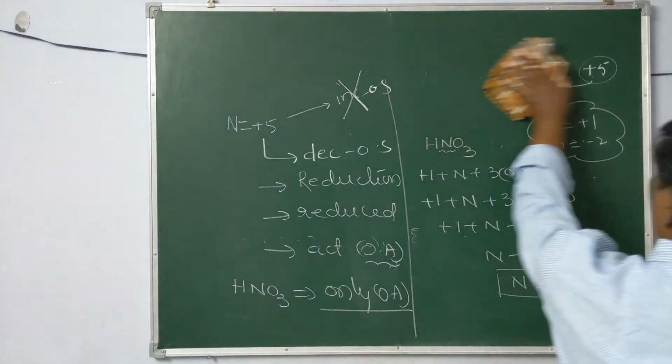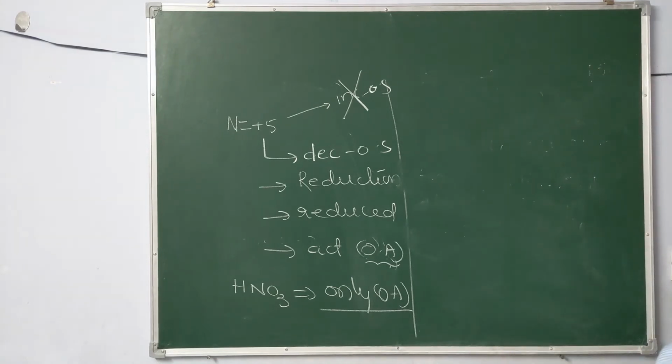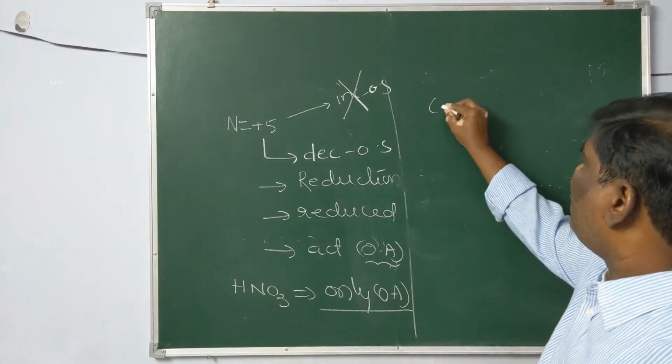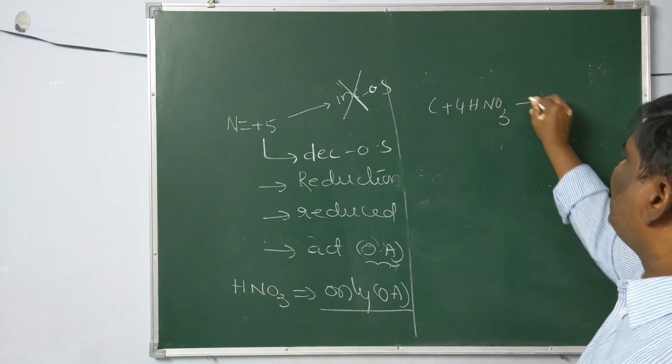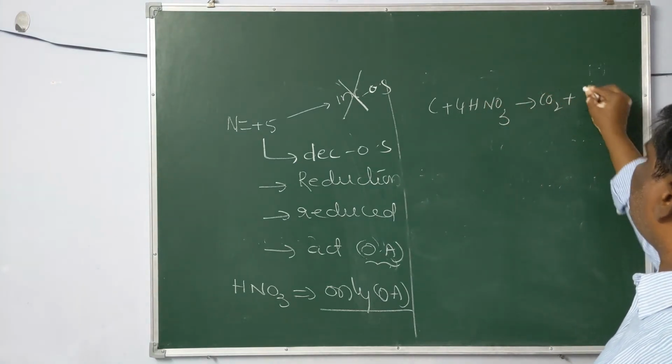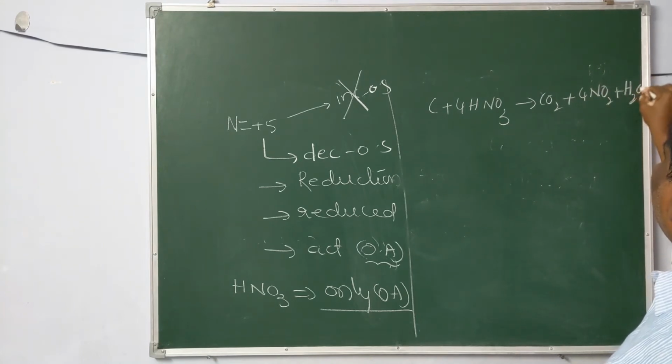Now the next one. In this case, I will give one example. Carbon plus HNO3 gives carbon dioxide plus NO2 plus water.